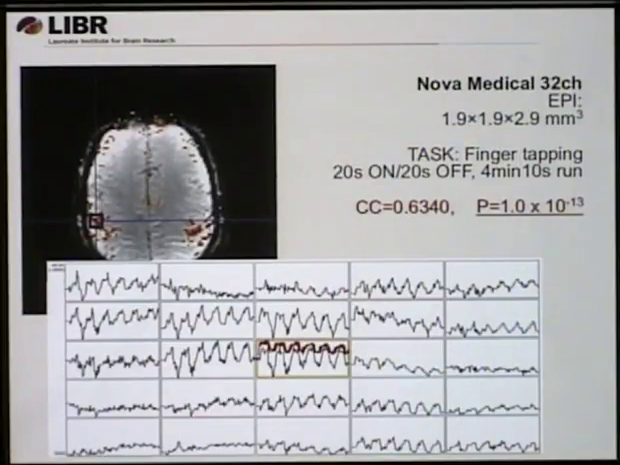So you can see the brain was activated. This is again the motor area, left and right. This was actually when we were testing our magnets. So that was again finger tapping, left and right. You can see the signal goes up when the person taps his finger, and then goes down, and up and down every 10 seconds or so.